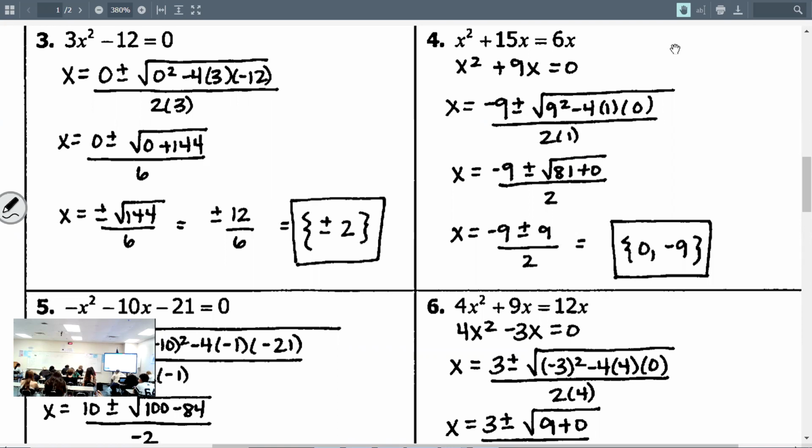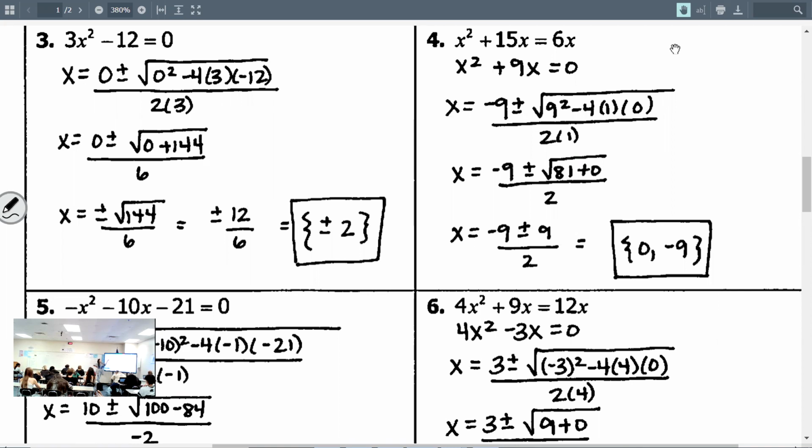All right, but you should have identified your A, B, and C. So A is 3, B is 0 because there's no X term at all, and then C is negative 12. Plug it into your formula like so. Any questions about just the plugging in step? All right, make sure if it's a negative number, you have the negative in your parentheses. And then we start simplifying.